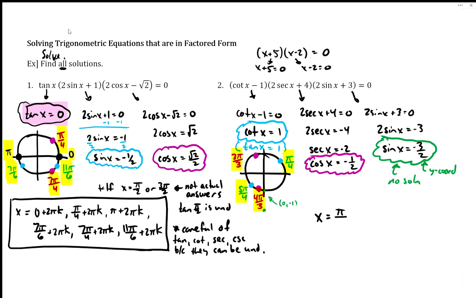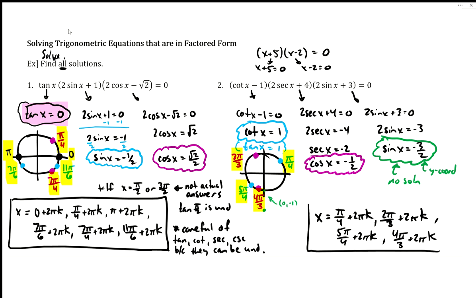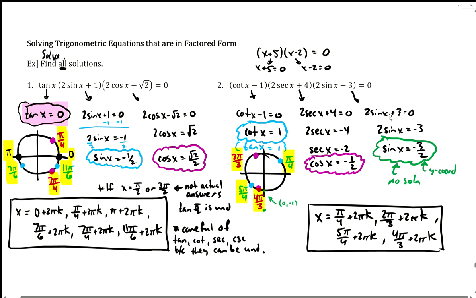So I have pi fourths plus 2 pi k, comma, 2 pi thirds plus 2 pi k, comma, 5 pi fourths plus 2 pi k, comma, and then 4 pi thirds plus 2 pi k. And then there's all solutions. Okay, so if it's completely factored, they're actually kind of nice, I think. Most of the time, it's just kind of multiple problems in one, and use that unit circle.